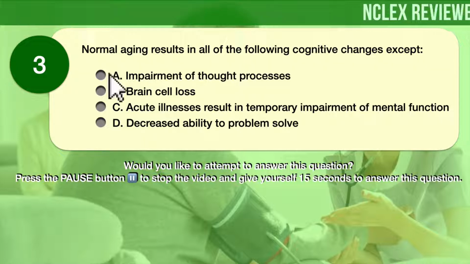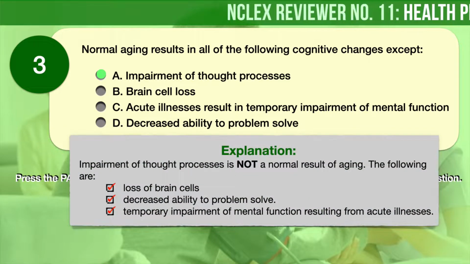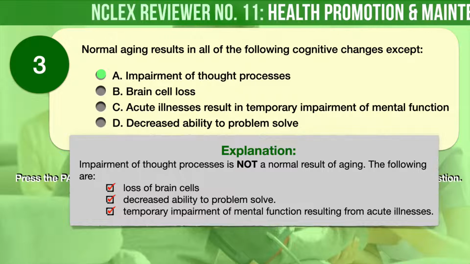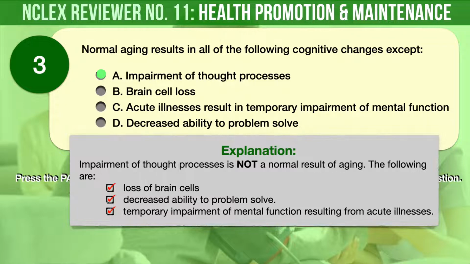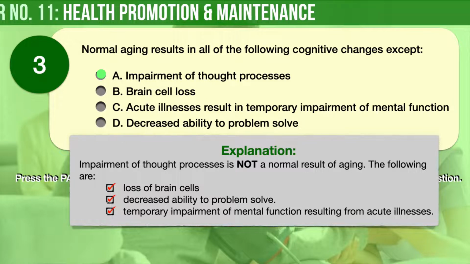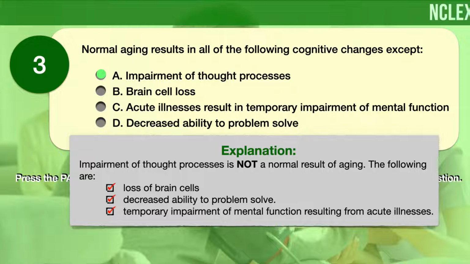The correct answer is A. Impairment of thought processes is not a normal result of aging. Normal aging can result in loss of brain cells and decreased ability to problem solve. Elderly patients have decreased mental reserves, so acute illness can result in temporary impairment of mental function. Impairment of thought processes is more likely to be caused by something other than aging.